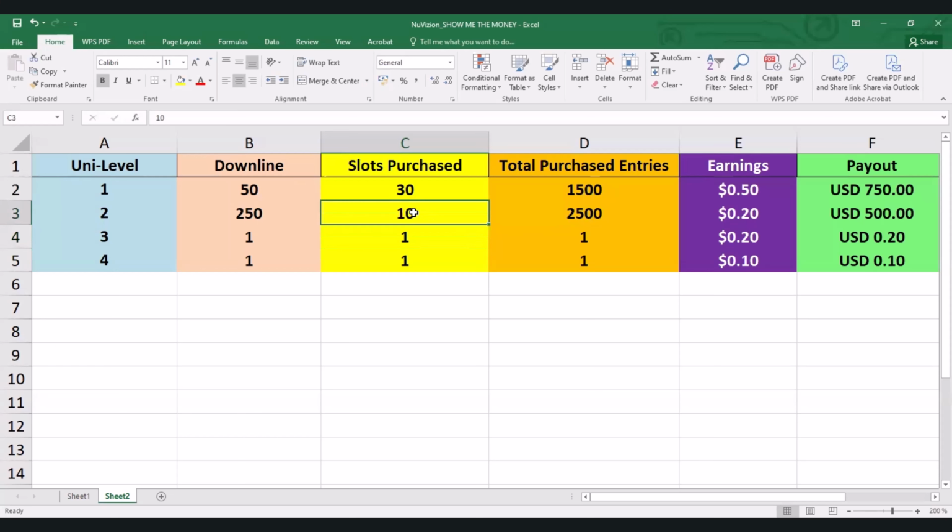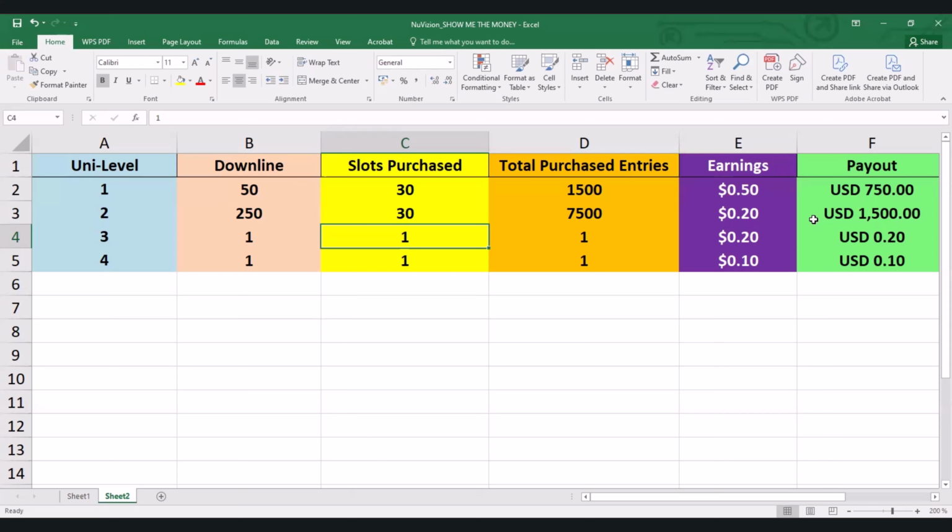Now, equally, they are supposed to also cycle 3 times to at least recover their investments, right? So if they are cycling 3 times, it means 10 multiplied by 3, that will be what? 30. So if they cycle 3 times, that means the total purchase entries will be 7,500 in his team built volume. So 7,500 multiplied by 20 cents, how much are we talking about on here? $1,500 paid to Leader Sensible's wallet.